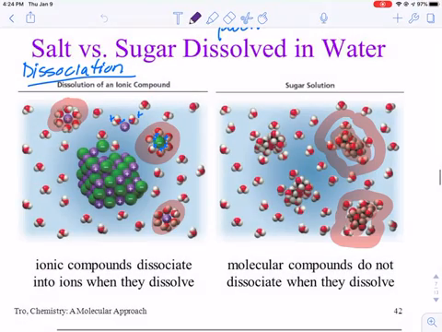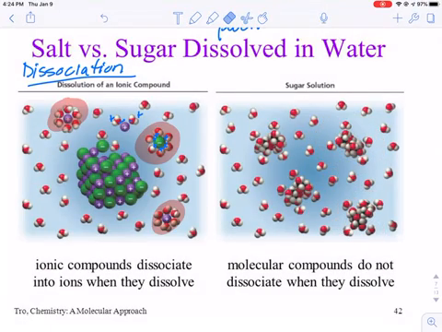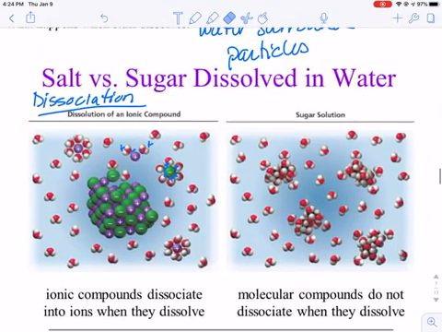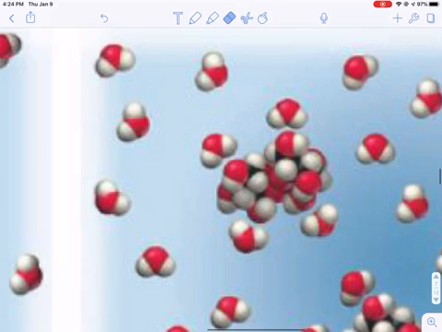Whereas compounds that are covalent will not dissociate, but instead dissolve. You can see the water molecules here. Can you kind of see in the middle? In the middle of this, you can see some black. Those black molecules or atoms are carbons. This is supposed to be a sugar molecule right here.